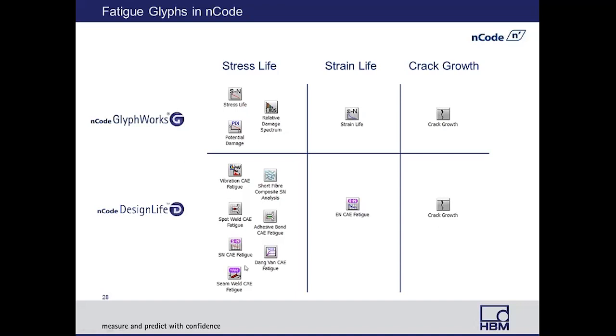The other ones, for example, the spot weld and the seam weld, those are stress-based, but they are specifically designed to deal with FE models that have been built to represent spot welds and also seam welds. We have a vibration CAE fatigue glyph. That one is also stress-based, but instead of giving that glyph data in terms of time series data, we would be giving it data in the frequency domain. It could be a PSD or a swept sine.